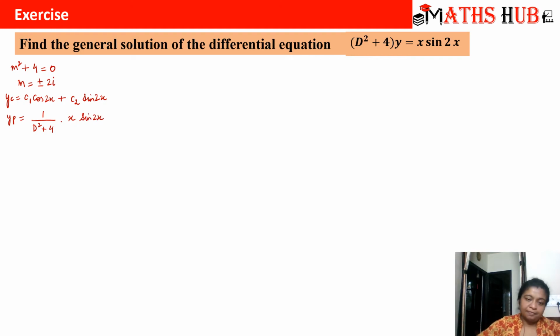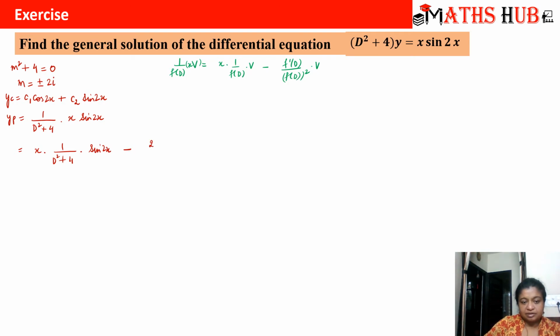So what did the rule say? When we have 1 by f(D) of the function v, it is x into 1 by f(D) times v minus f'(D) by f(D) square into v. So now let us apply this over here. So this is x into 1 by D square plus 4 operated on sin 2x, minus the derivative, so it is 2 times D divided by D square plus 4 whole square operated on again sin 2x.